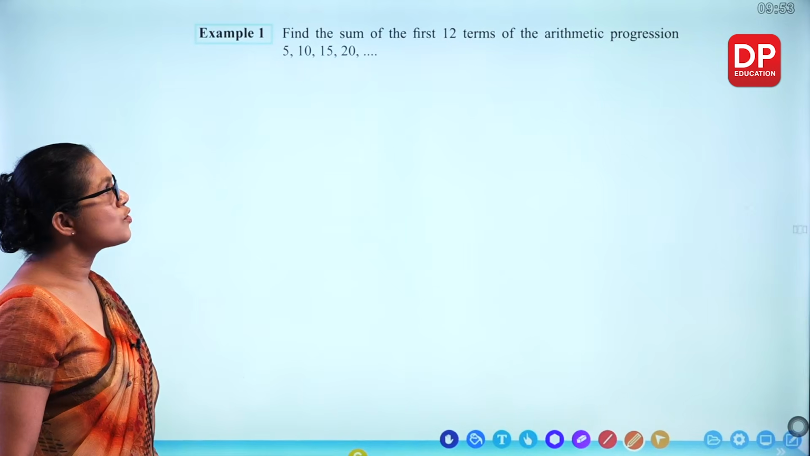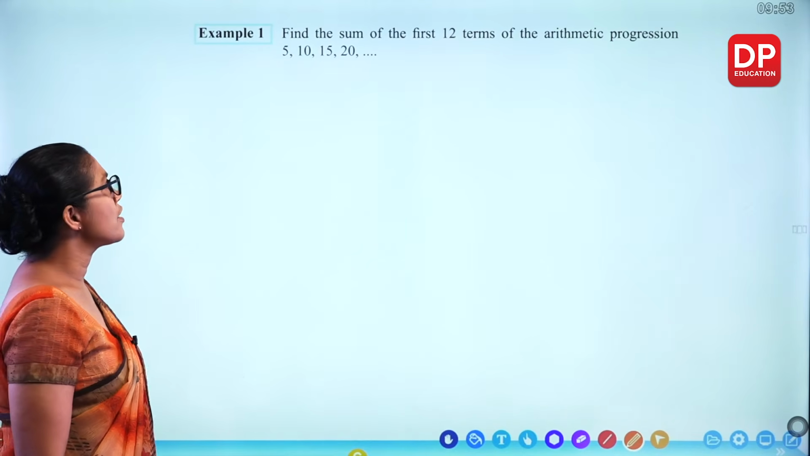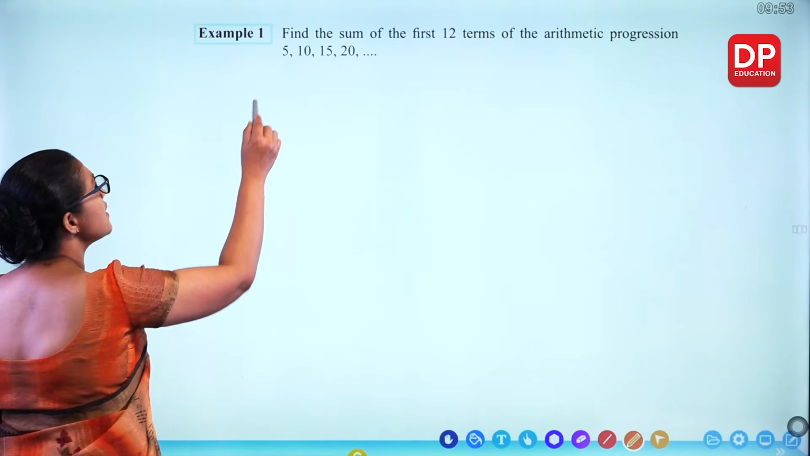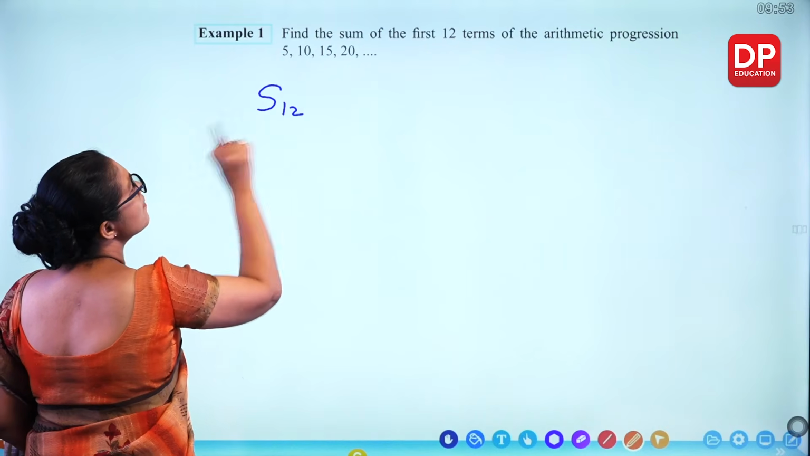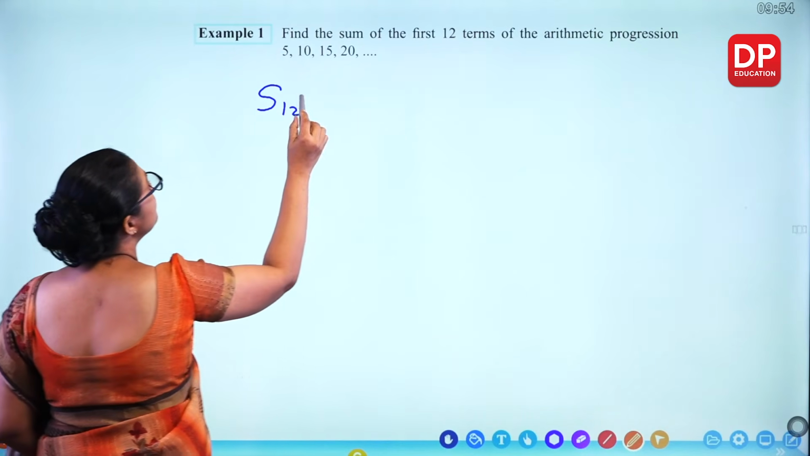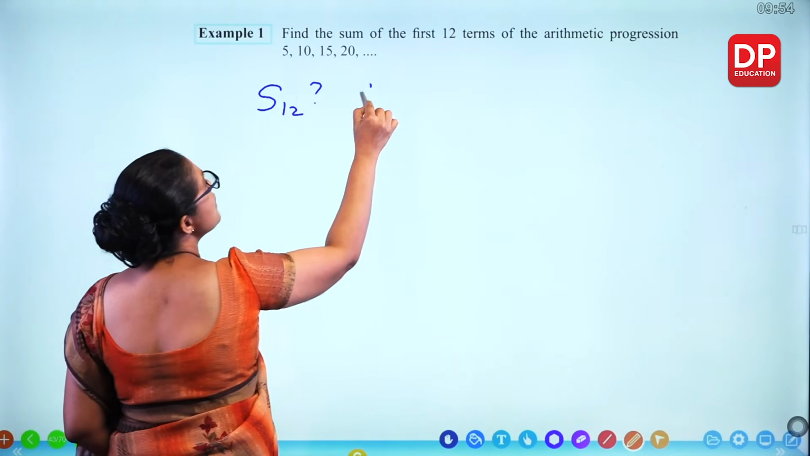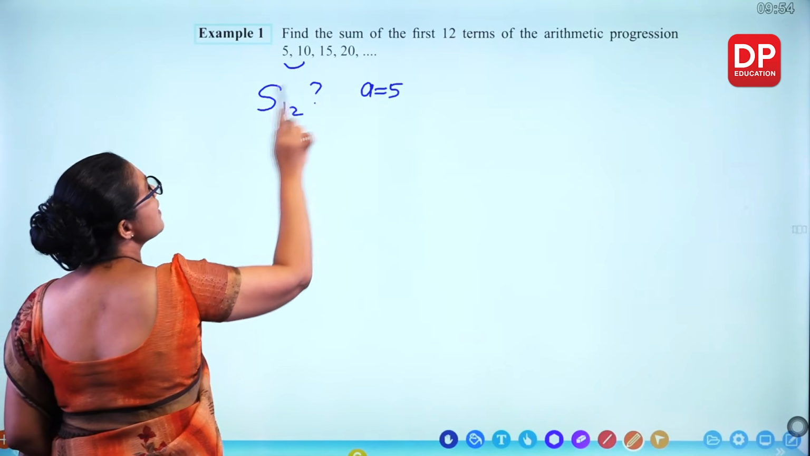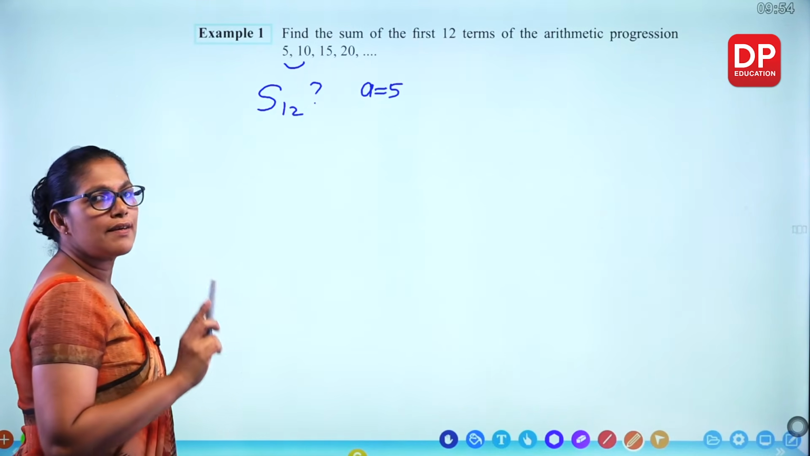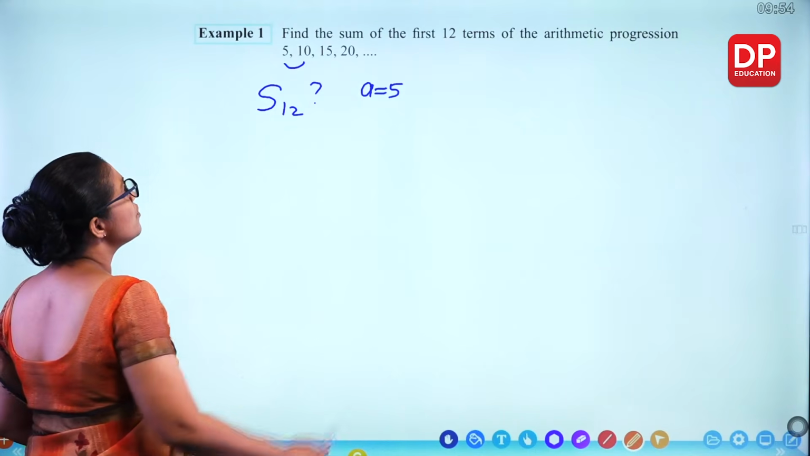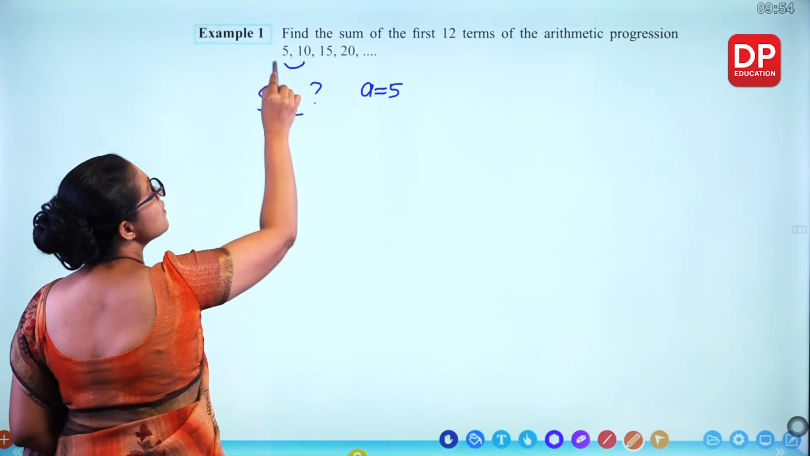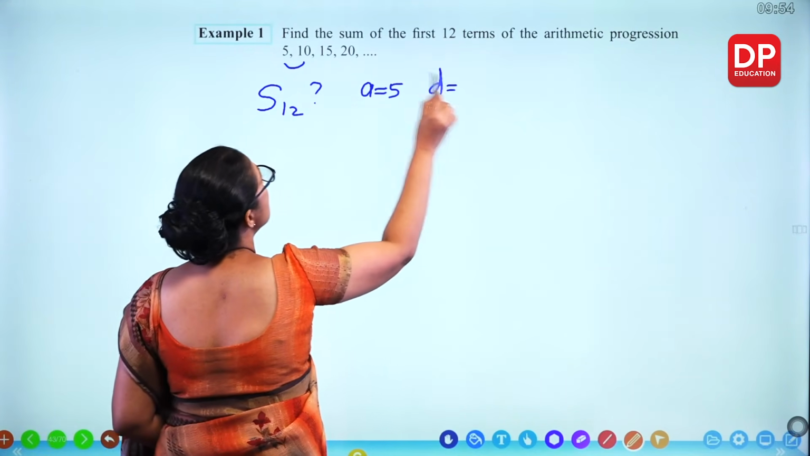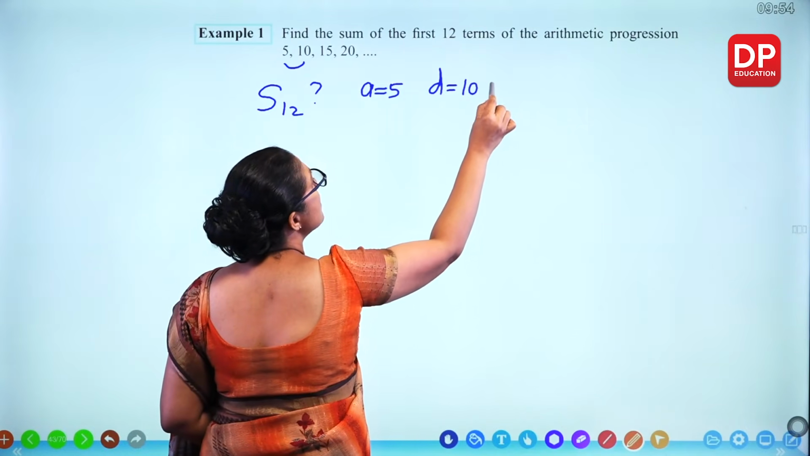Example number 1. Find the sum of the first 12 terms of the arithmetic progression. So they are asking what is S12. We know A is 5 and the difference you can get. Here the last term is not given, so you need to use the other formula then. So what's the difference? 10 minus 5, you get 5.